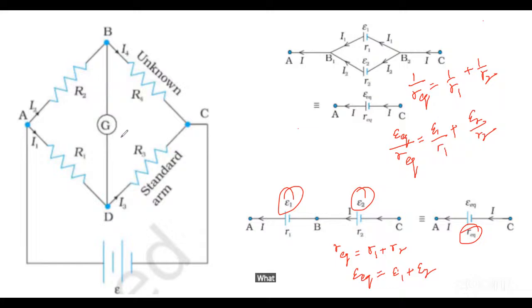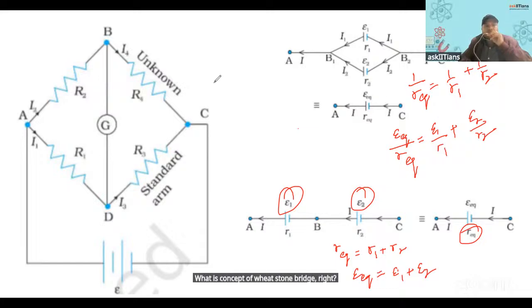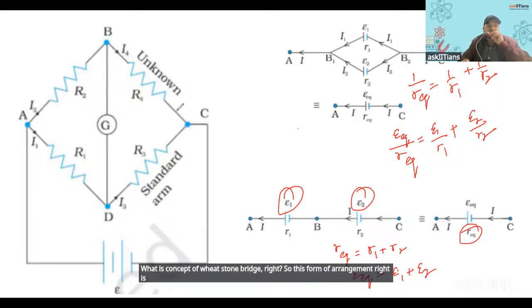What is the concept of Wheatstone bridge? This form of arrangement of resistors is known as a Wheatstone bridge. Here we have an arm, the galvanometer arm.